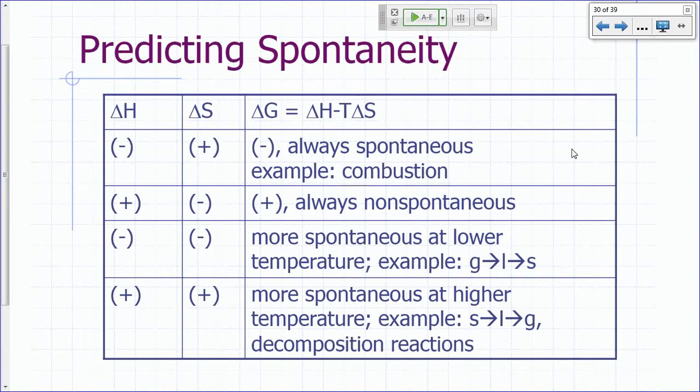Let's see how we can predict spontaneity for reactions. If you have a reaction that has a negative delta H and a positive delta S, let's look at what happens. If delta H is negative and delta S is positive, what's a negative number minus a temperature, which is always positive, times a positive number? Negative minus positive is always going to be negative. So if you have a reaction that is exothermic with a positive delta S, it will always be spontaneous.